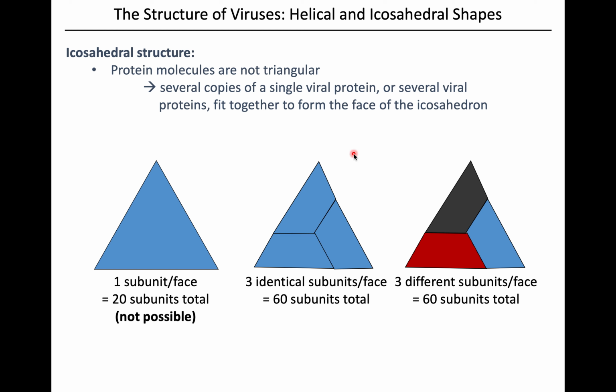As we talked about, these virions are made up of capsid proteins, and there are no proteins that form equilateral triangles. So it's impossible to have basically one capsid subunit per face. Research shows that you have to have at least 3 different subunits for a total of 60 to build an icosahedron. Those subunits could be identical to each other, like 3 identical subunits coming together to make the icosahedron, or they could be 3 different subunits, depending on the particular virus.